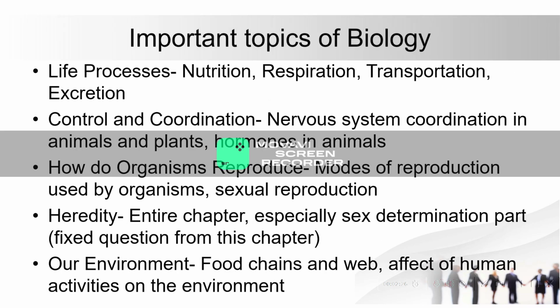Then we talk about biology. You know that life processes: nutrition, respiration, transportation and excretion, control and coordination. The nervous system is important. Hormones in plants and animals is important. In how do organisms reproduce, modes of reproduction used by organisms, sexual reproduction, heredity, sex determination in human beings is also very important. Our environment, food chain, food web, these are also very important.